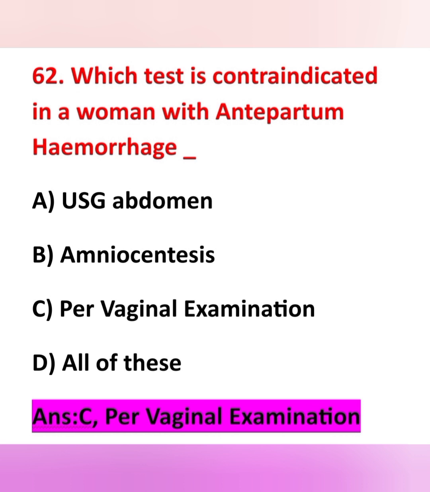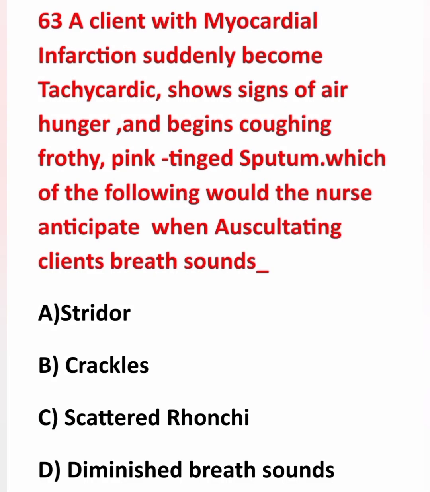And the next question, question number 63. A client with myocardial infarction suddenly becomes tachycardic, shows signs of air hunger and begins coughing frothy pink tinged sputum. Which of the following would the nurse anticipate when auscultating the client's breath sounds? The options are option A, stridor, option B, crackles, option C, scattered rhonchi, option D, diminished breath sounds.